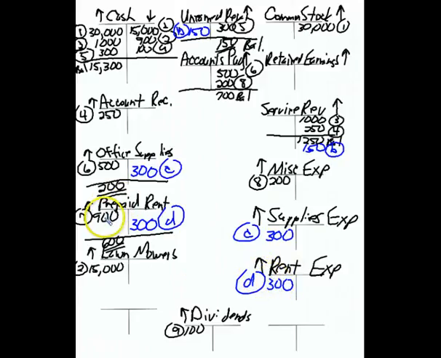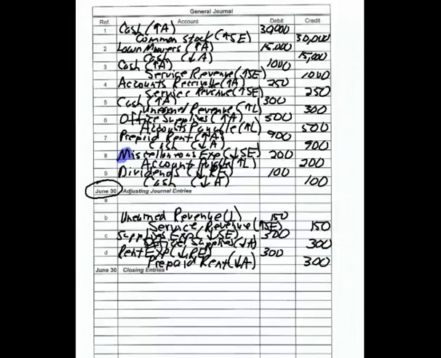Over here, prepaid rent $900 minus $300 gives us an ending balance of $600. So for the $900 paid, we've used $300 the month of June, and $600 is still an asset. Okay, last one.